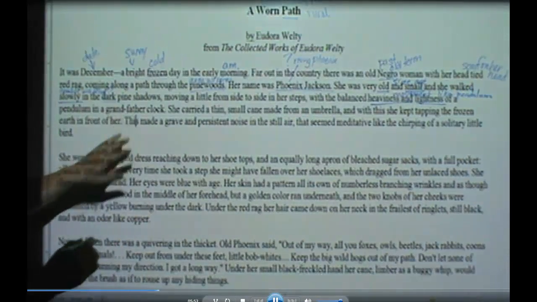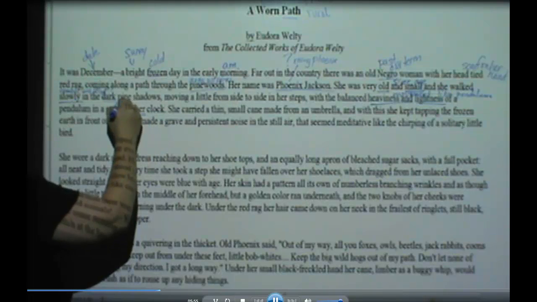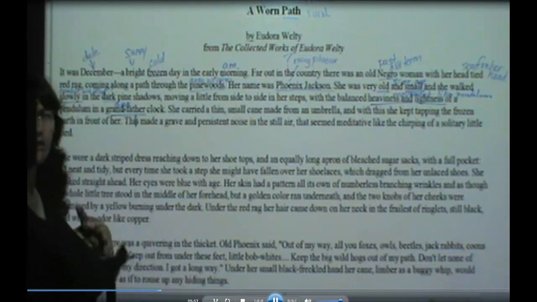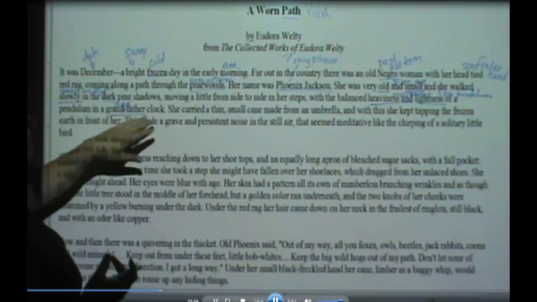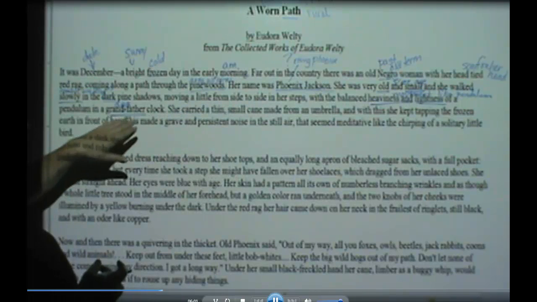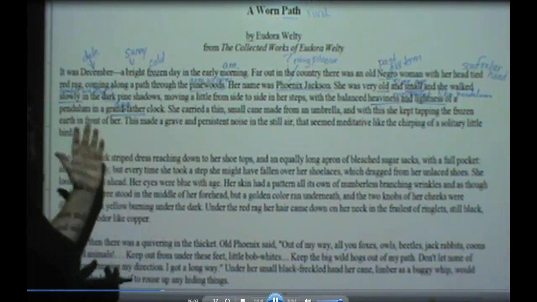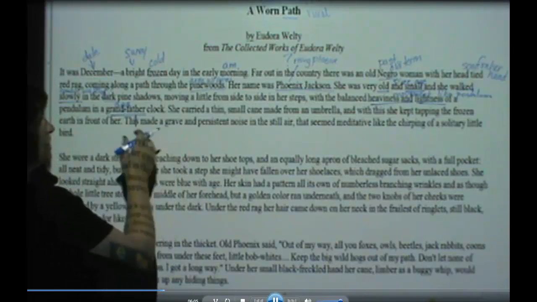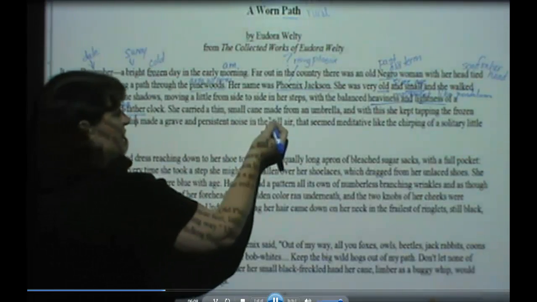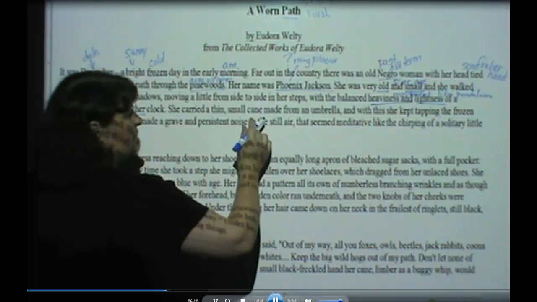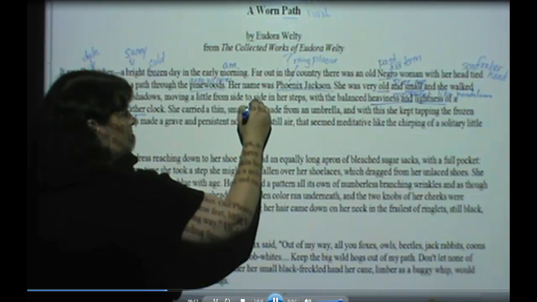In a grandfather clock. Now, this is another age-related term. Many of you know grandfather clocks or grandmother clocks. So the grandfather and her oldness is interesting, that they describe her movement like a grandfather clock. "She carried a thin, small cane made from an umbrella." So we have to ask ourselves, is she hurt?